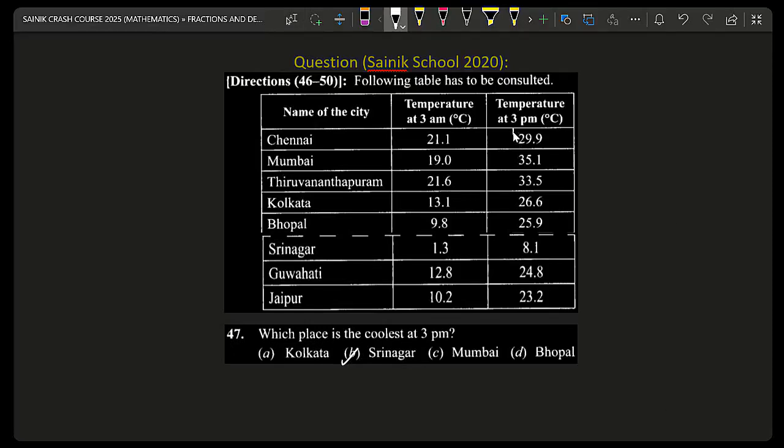Which is the smallest number out of these decimals? The smallest is 8.1. 8.1 is from Srinagar. So no need to copy the table again, only copy the question and take option B. We'll move to the next question.